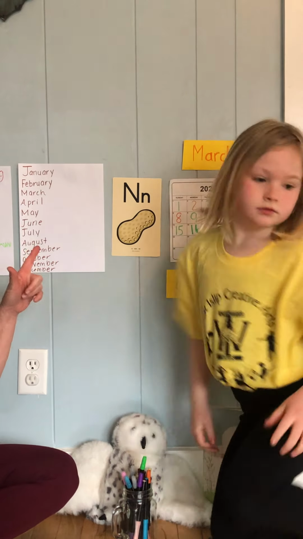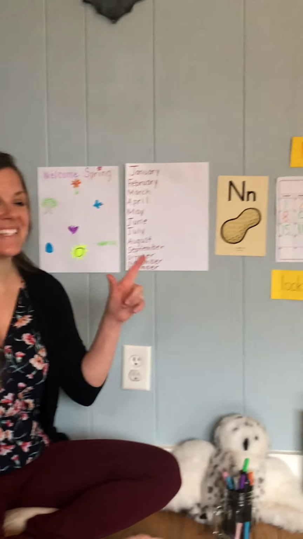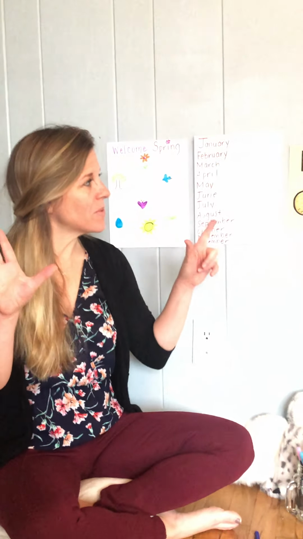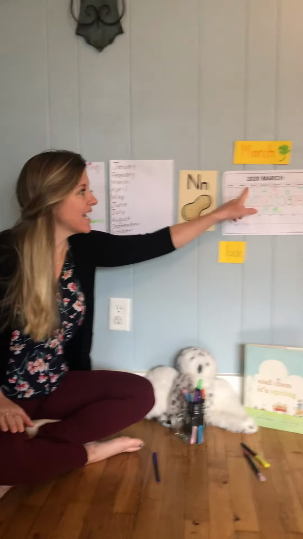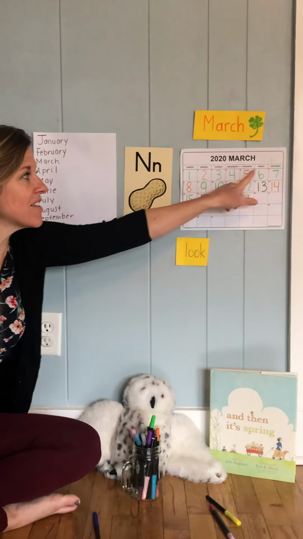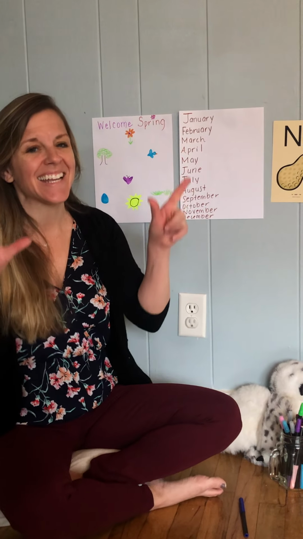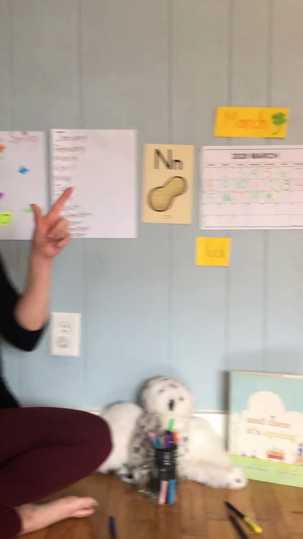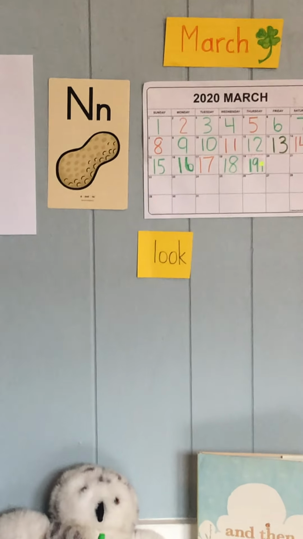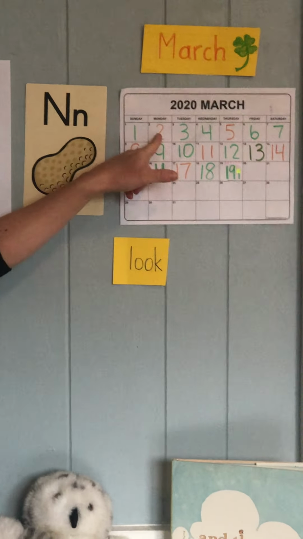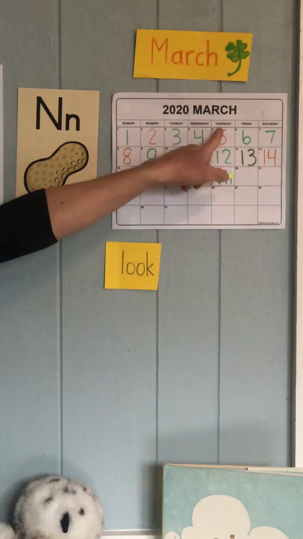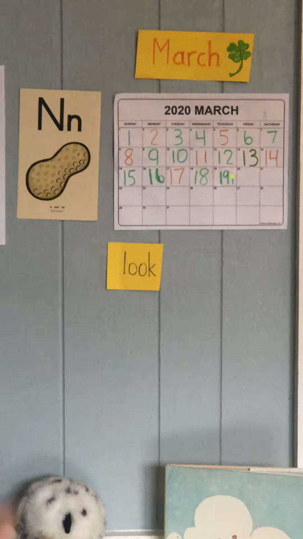There are 7 days in the week. Sunday, Monday, Tuesday, Wednesday, Thursday, Friday, Saturday. There are 7 days in the week. Sunday, Monday, Tuesday, Wednesday, Thursday, Friday, Saturday.